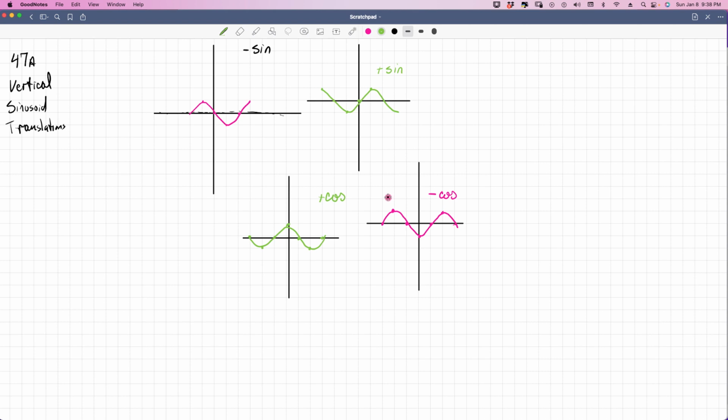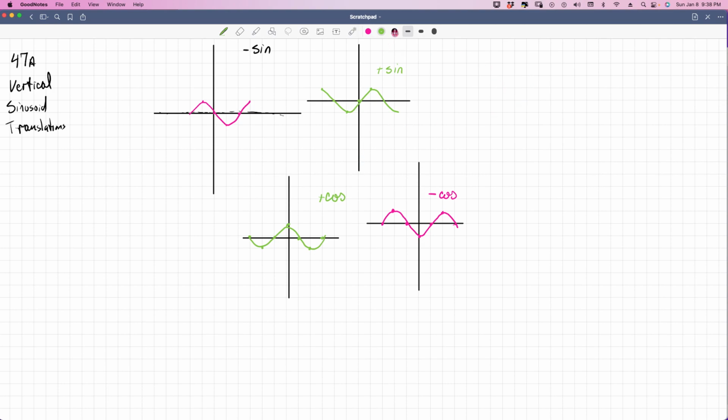Now, translation is when we move it up or down. Vertical translation. So vertical means up or down, right? It's this way. So we're talking about translation on the y-axis. That means the vertical sinusoid translation will be when we move it up or down on the y-axis.